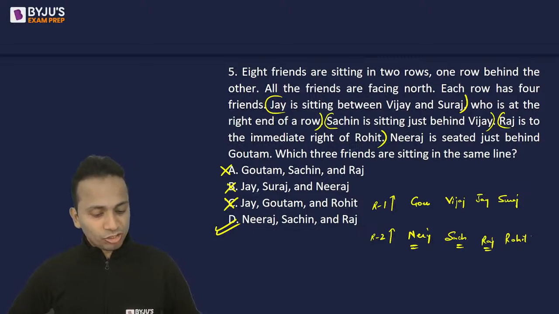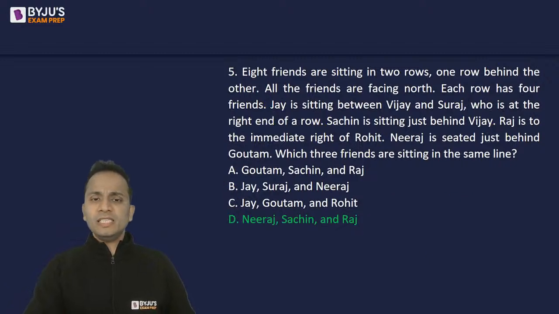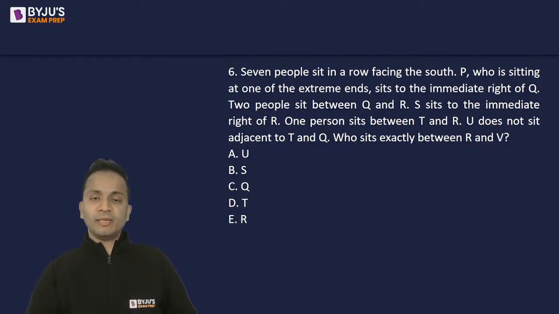So Abhishek and Shraddha, both of you have given a correct answer. Option D, Neeraj, Sachin and Raj are in the same row.